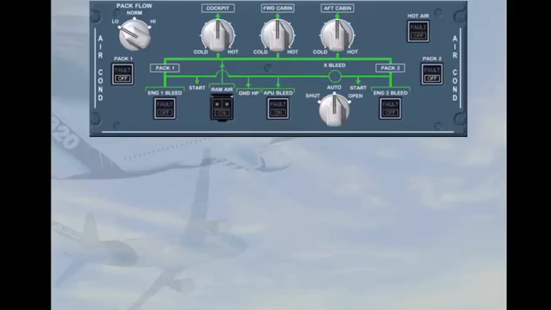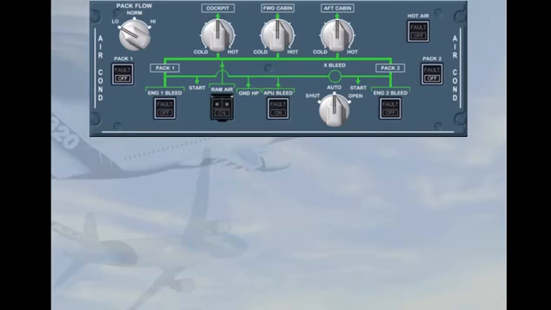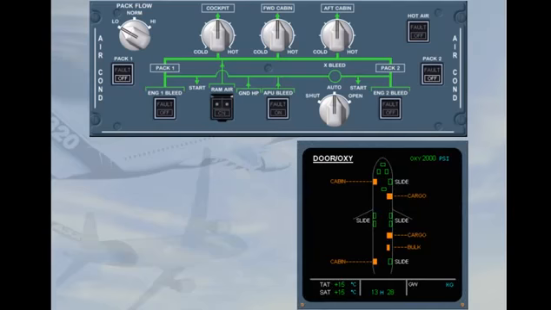You are now in the cockpit, and this is how you find the air conditioning panel during your scanning sequence. Notice that, except for the off lights on the two pack push-button switches, all other push buttons are in the normal lights out position. One of the items in the cockpit pre-flight check is to extinguish all white lights on the overhead panel.